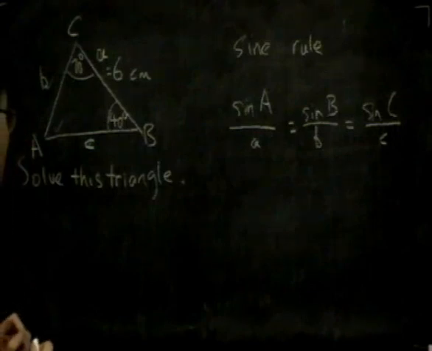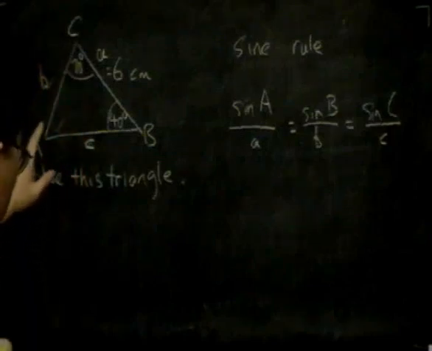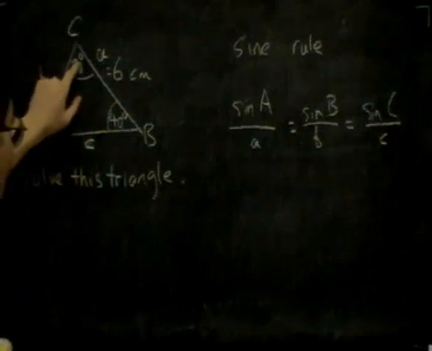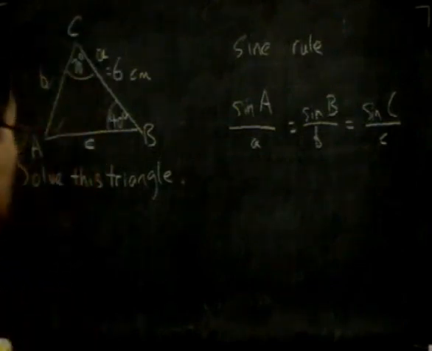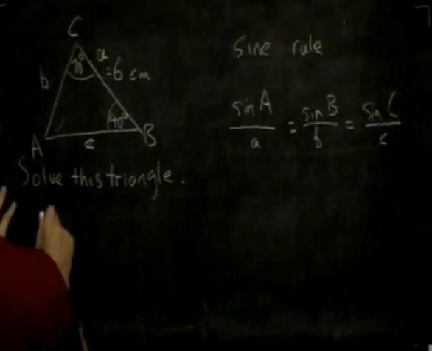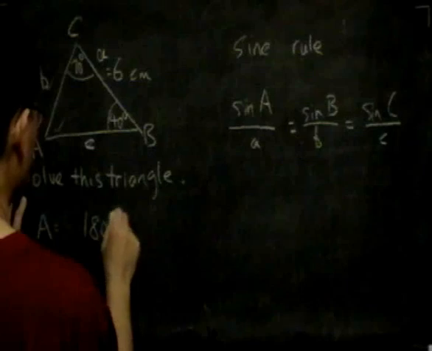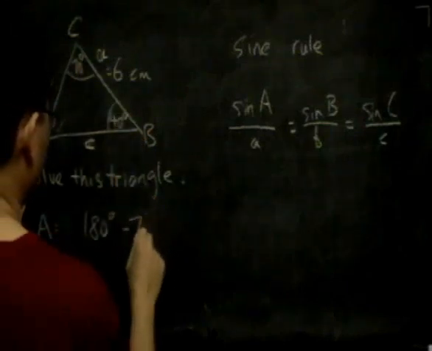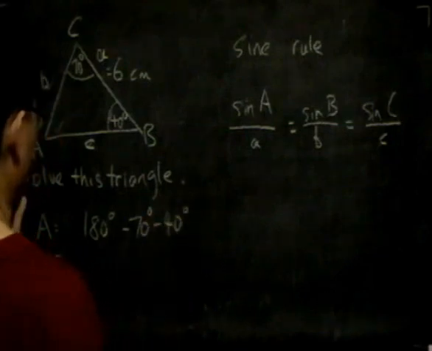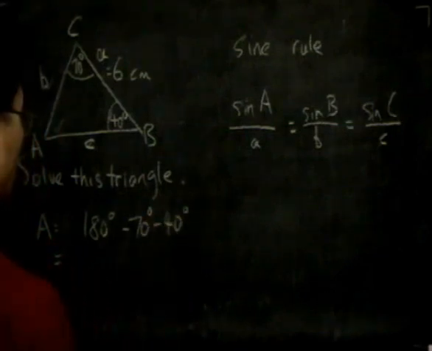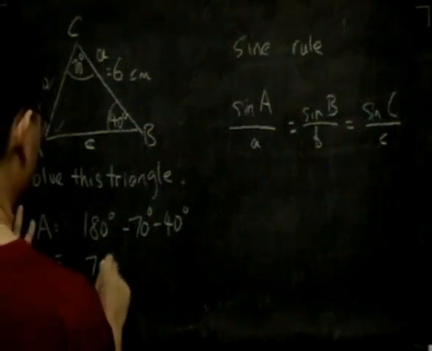The easiest thing to do first is to find that angle, because we know that the sum of angles in a triangle is 180 degrees. So the angle A must therefore be 180 minus 70 minus 40. That's 70 degrees.